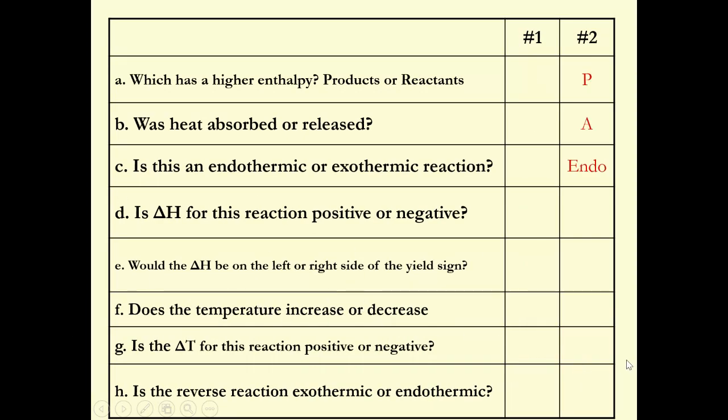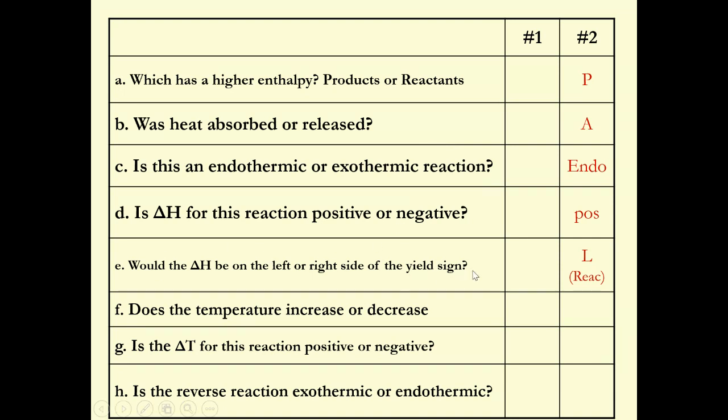Now we will move on to answer the questions for the endothermic reaction. From the diagram, which had higher enthalpy or stored energy? The products did. If the products have more stored energy, it had to come from somewhere. So heat energy was absorbed and used up. When heat energy is absorbed, it is an endothermic reaction. Is the delta H positive or negative? Again, a high final value minus a low initial value gives you a positive delta H.